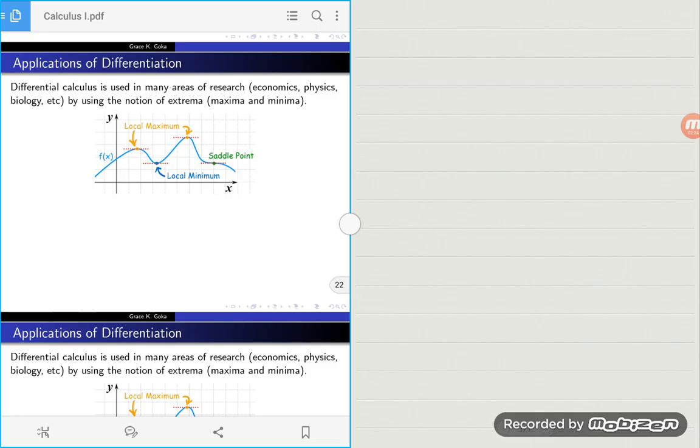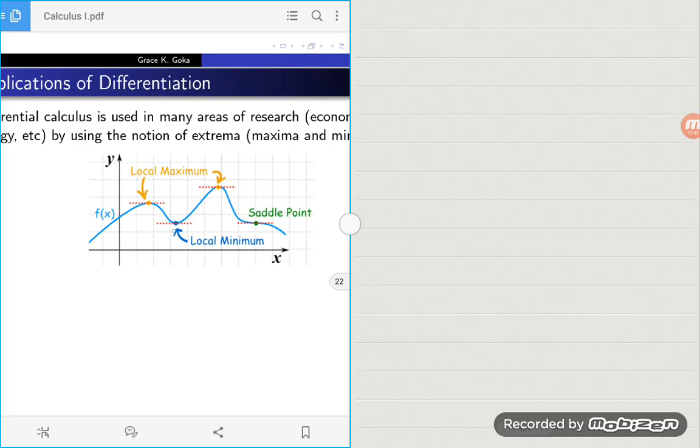Sorry, the gradient is equal to 0, because gradient or slope is the change in y over the change in x. If there is no change in y and no change in x, then the gradient at that point is equal to 0. Likewise, the gradient at this point is also equal to 0, and at the saddle point too. So the first derivative at all these turning points is equal to 0.